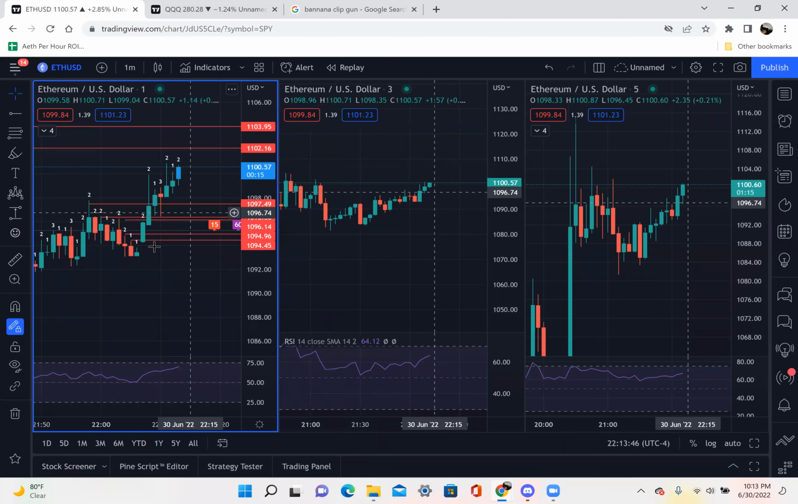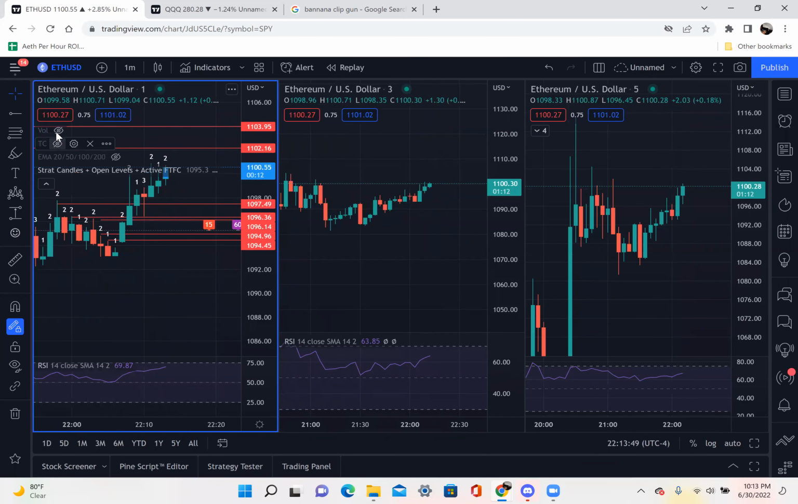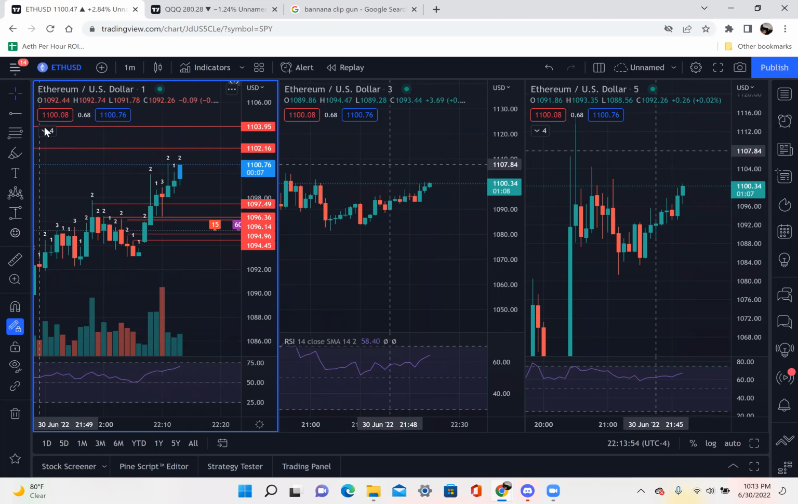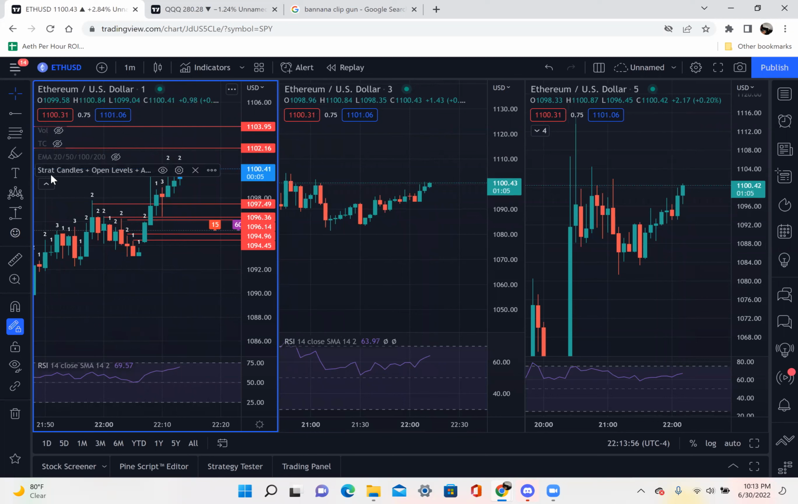Let's see if it has enough strength, enough volume. I don't have the volumes turned on because you don't really need that with the Strat. But yeah, growing volume, pretty good. And I'll turn it off because I don't really want to use that.